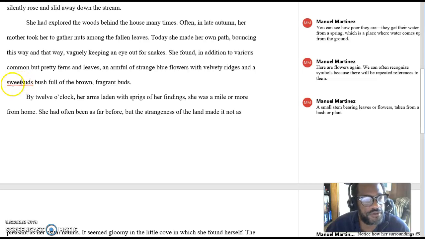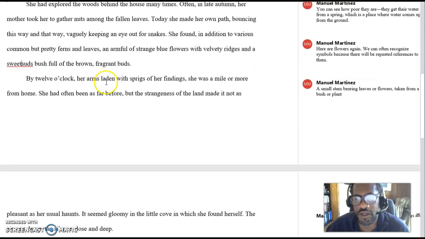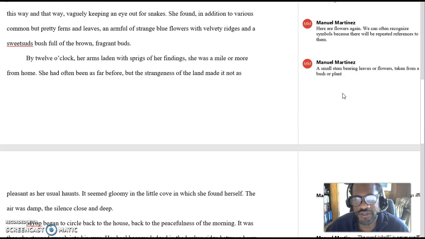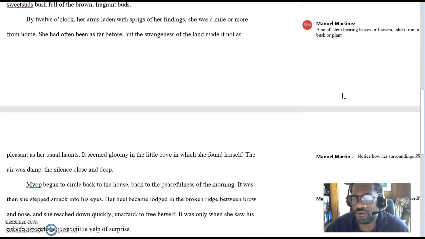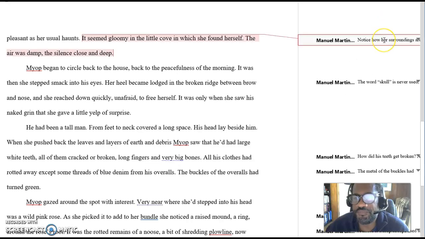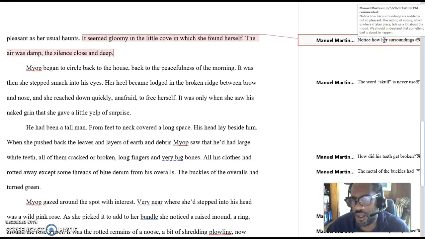I had a typo in the previous one. It's a sweet suds bush, which is just a bush with brown fragrant buds, kind of a bush that's got flowers on it. Here she's got sprigs of her findings. I just put the definition of that word: a small stem bearing leaves or flowers taken from a bush or plant. So again, she's just out gathering flowers. This whole first half of the story, she's just a little girl out wandering around looking at flowers.